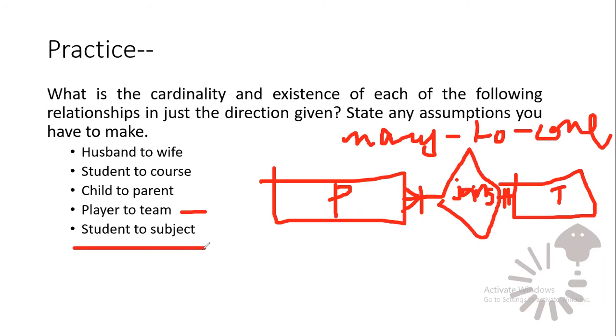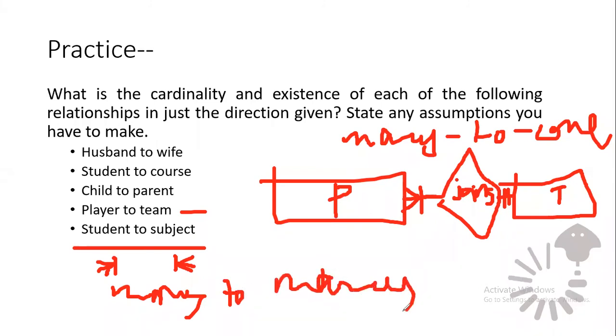Student to subject, pareho lang nung course. Minimum of one student can have one subject to many subjects. So this is minimum of one, maximum of many. Then subject to student, one subject can have a minimum of one student and many students. So the relationship is many to many. Follow? Yes, ma'am. Okay. Let's check the next topics.